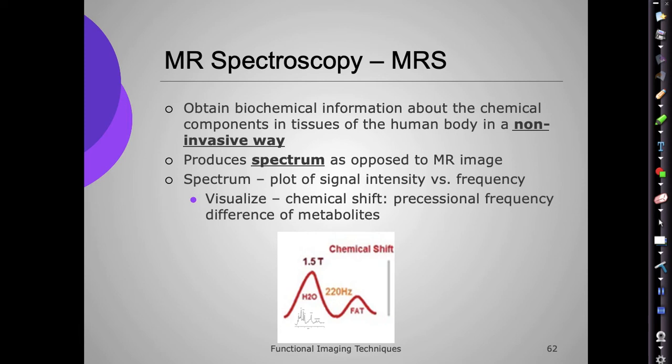In MRS, we're producing a spectrum as opposed to an MR image. And this spectrum is going to be a plot of signal intensity versus frequency, or more specifically, precessional frequency. We're going to be visualizing the chemical shift of these metabolites and their difference in precessional frequency. So you can see here I have a spectrum of two tissues, water and fat, and their chemical shift between those two tissues at a 1.5 Tesla magnet.